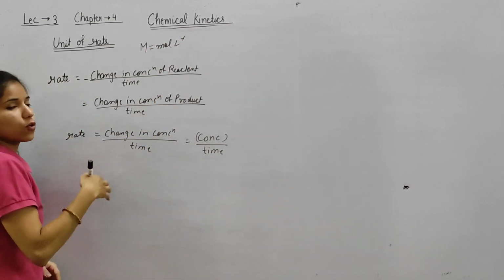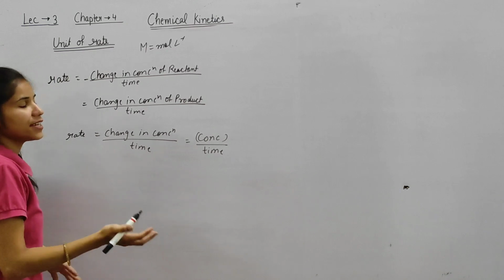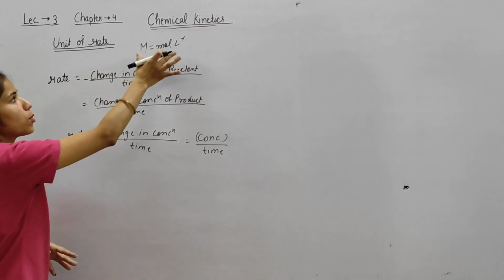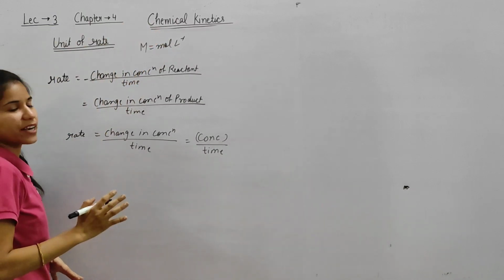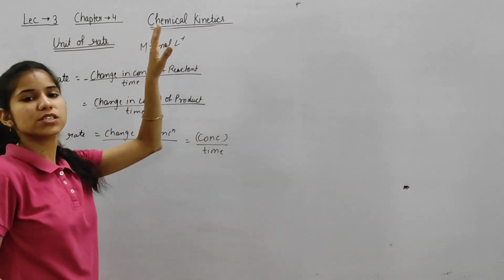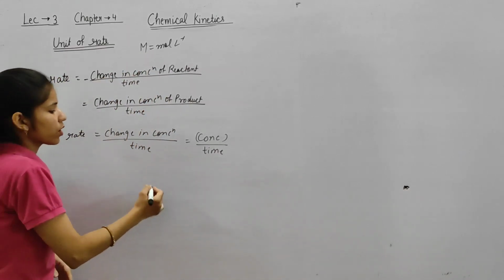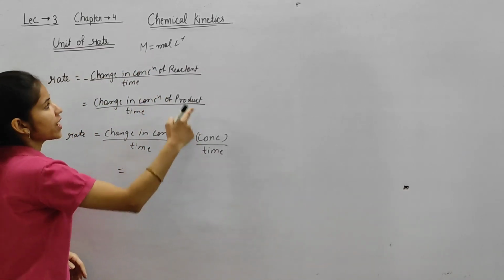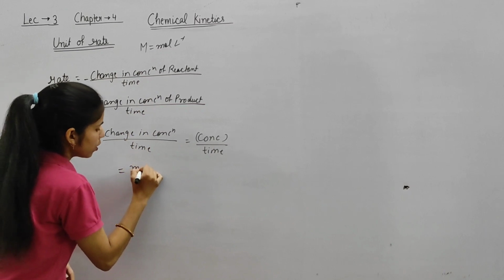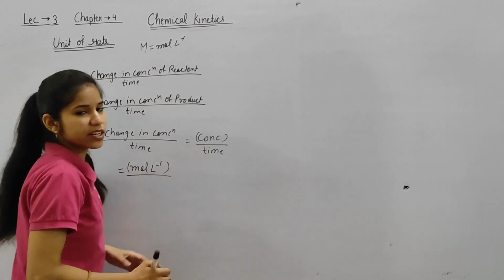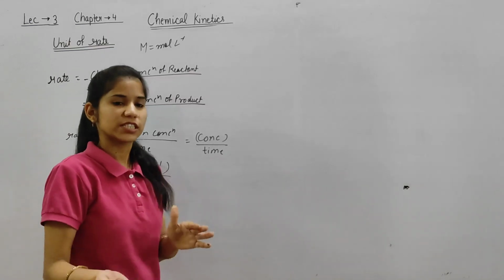Yes, we can also take it in terms of normality, molality. But in chemical kinetics we are taking molarity. Generally we are using moles per liter, that is capital M. So concentration has a unit of mole per liter, and time generally we are taking in terms of second.